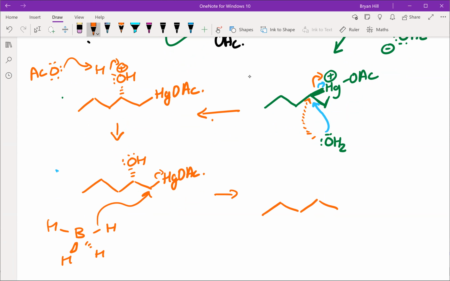Now, what I've drawn here, I've drawn this OH being in the background because of the way I drew this mercurium ion here. My question is, should we have one enantiomer as our final product, or should we have both enantiomers?